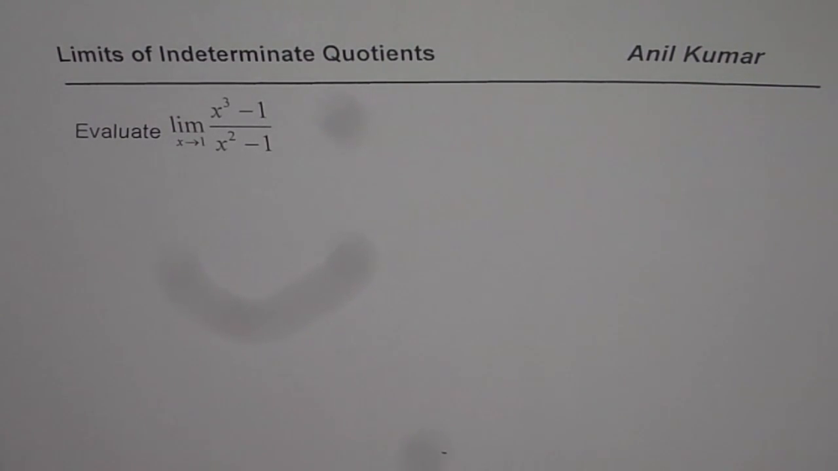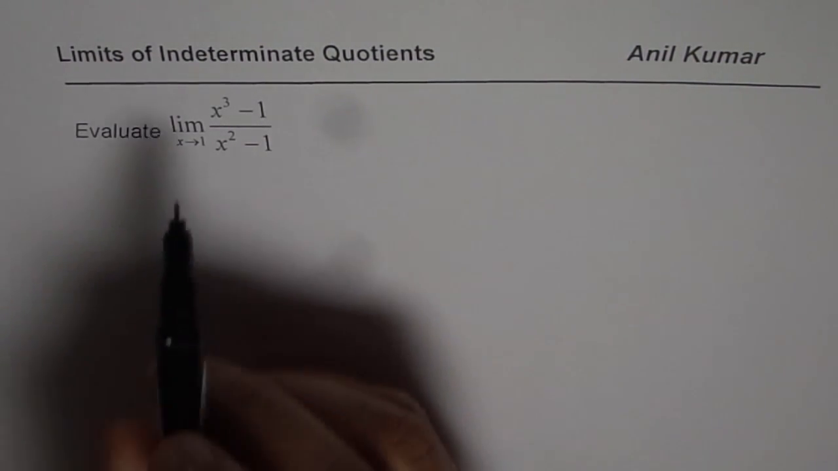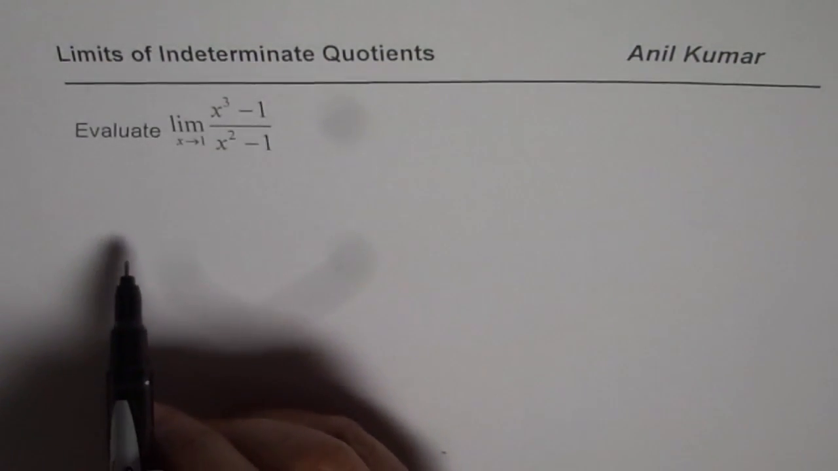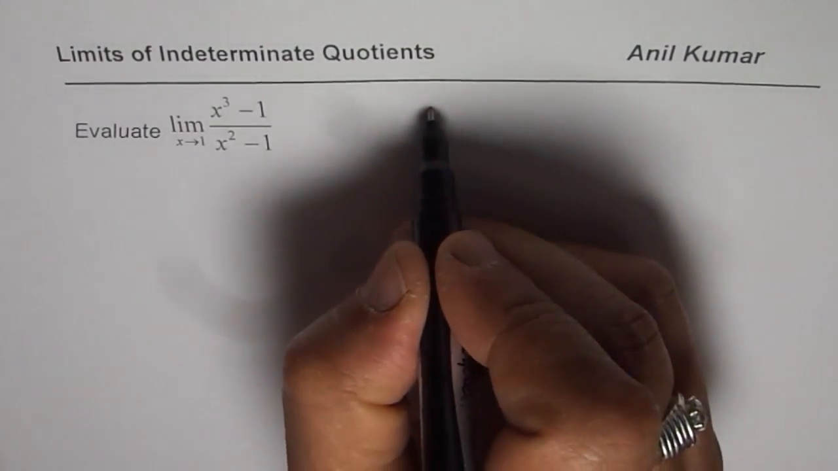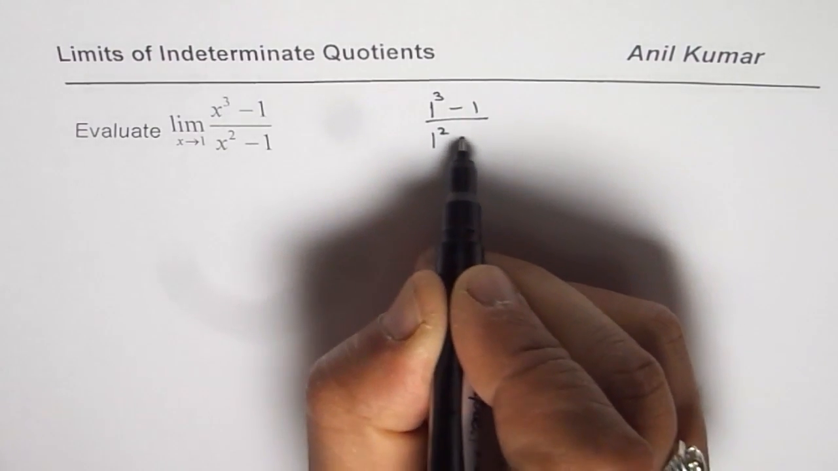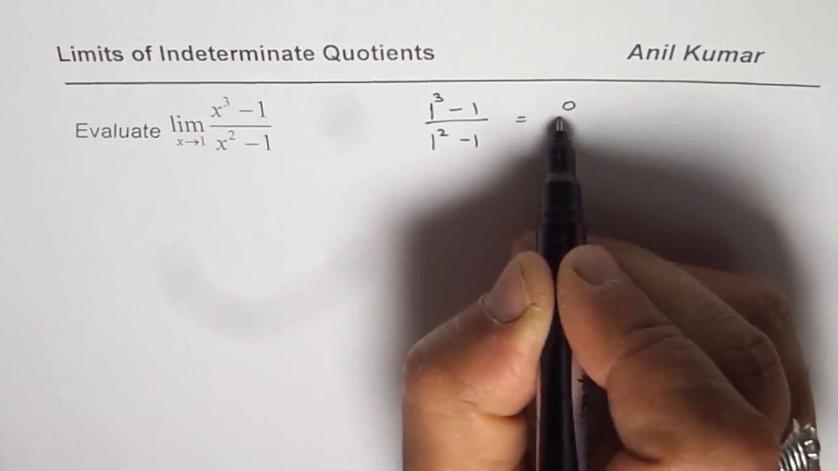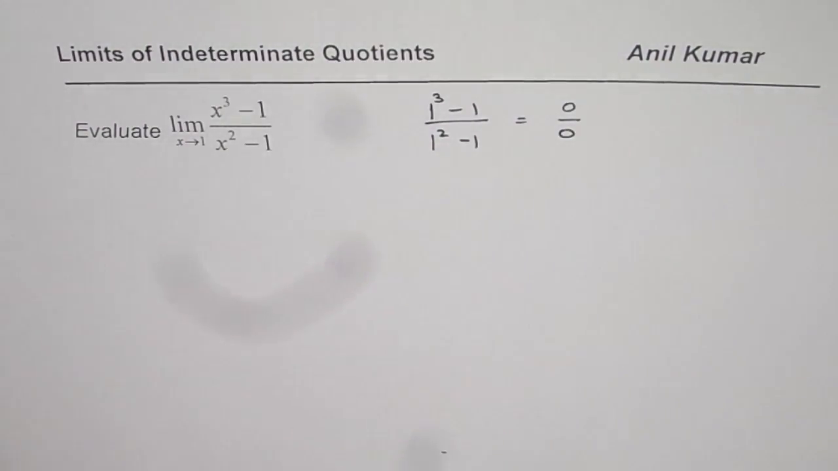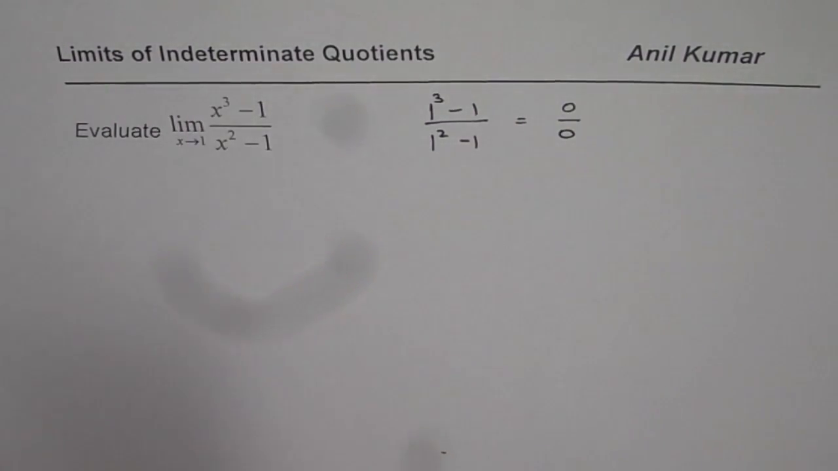The question before us is: evaluate the limit as x approaches 1 of (x cubed minus 1) divided by (x squared minus 1). Now if I substitute 1 here, what do I get? I get 1 cubed minus 1 divided by 1 squared minus 1, which is 0 over 0. Now this 0 over 0 is called indeterminate, right? You cannot really find its value.